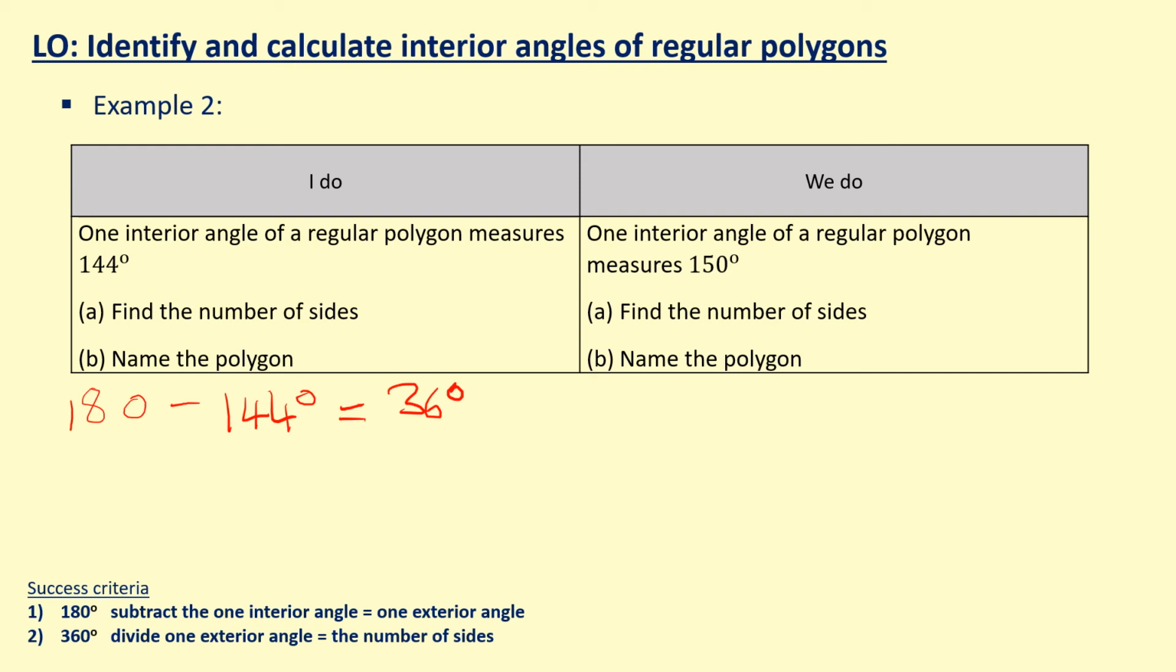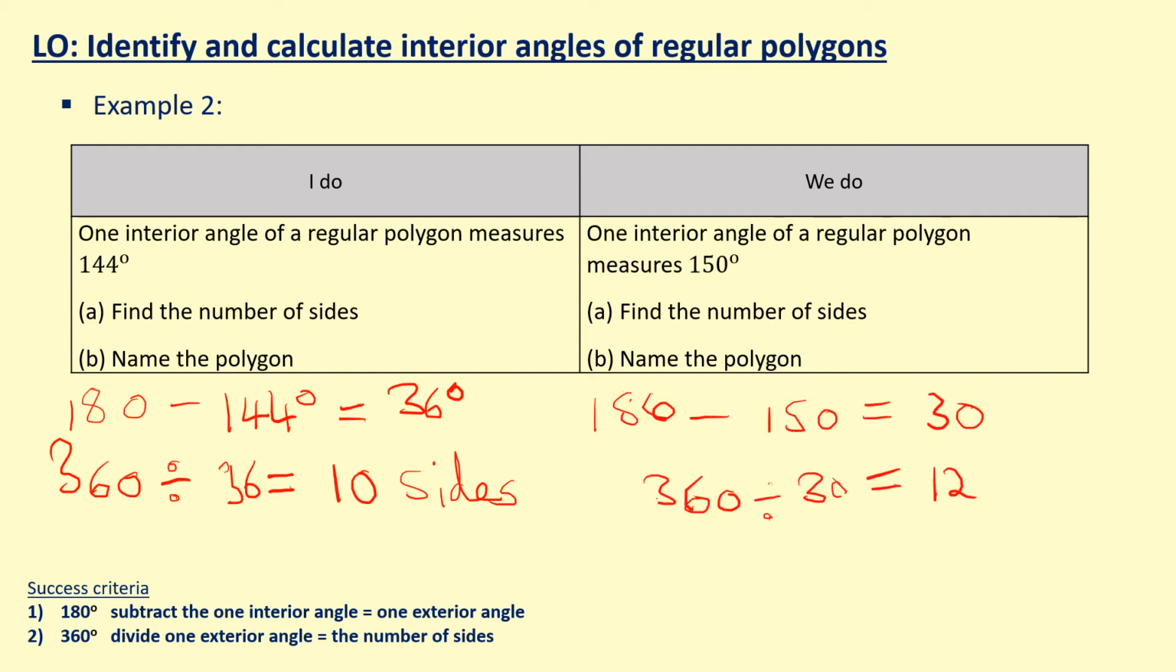Okay, now I, again, divide this 360 by our exterior angle, and we end up with 10 sides. And that is our decagon. Okay, pause the video, have a go at the redo. For your redo, you should have got 12 sides with a name of the dodecagon. Well done if you got that right.